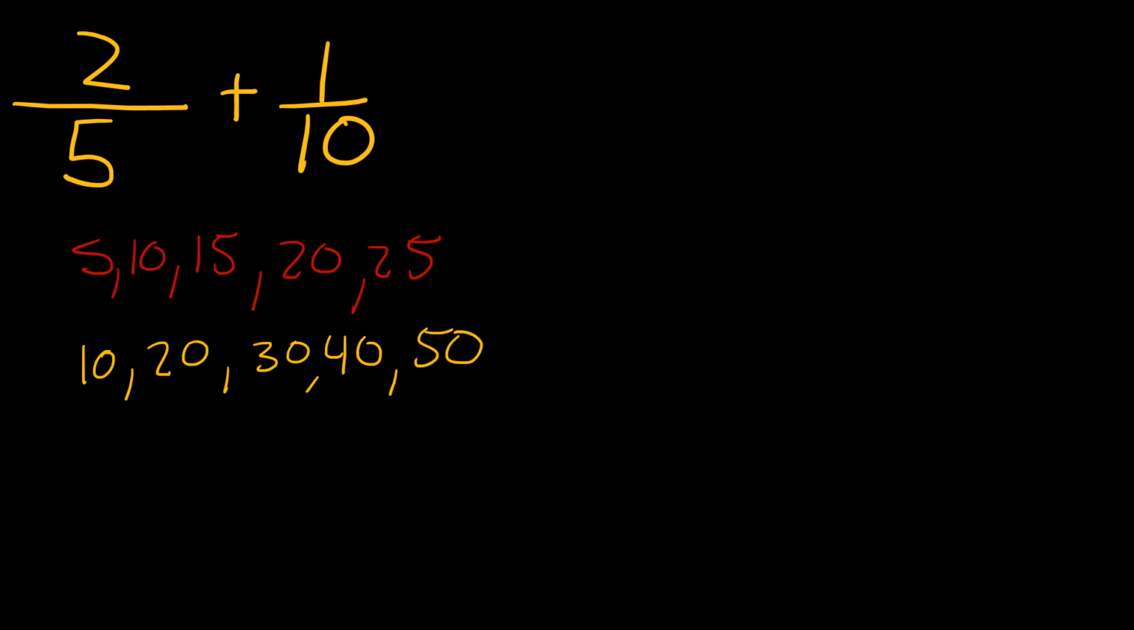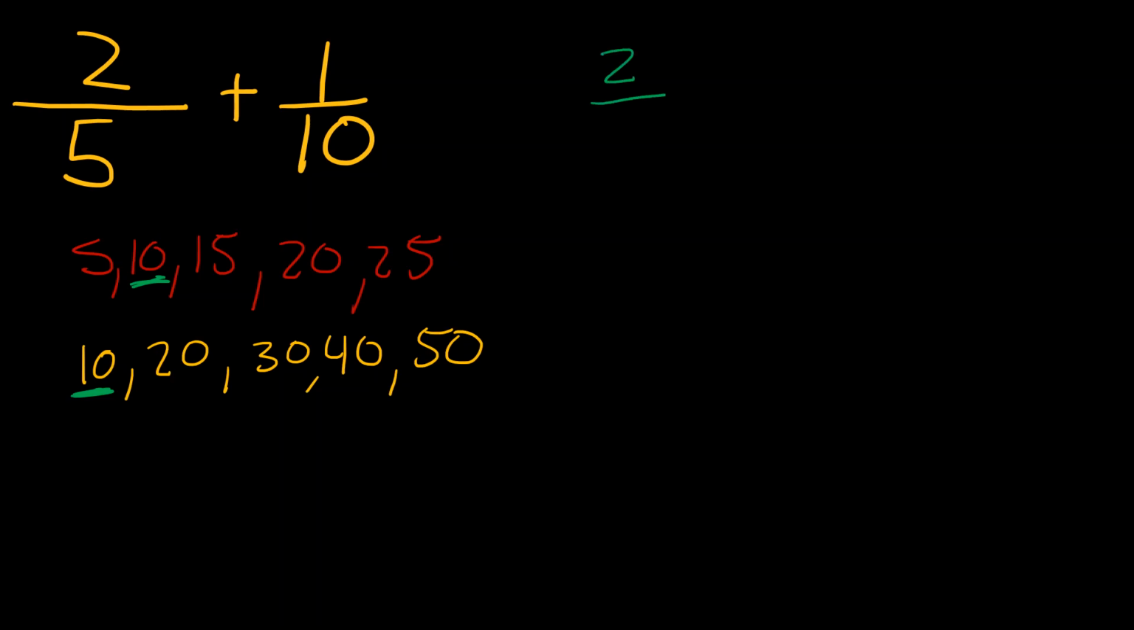So now we look at our multiples of 5, and we look at our multiples of 10, and we try to figure out the lowest one that they have in common. That will be our LCM. So what do you think our lowest common denominator would be? That's right, it's going to be 10. And if you notice, 1/10 already has a denominator of 10. Therefore, all I have to do is change 2/5 to have a denominator of 10. So let's do it.